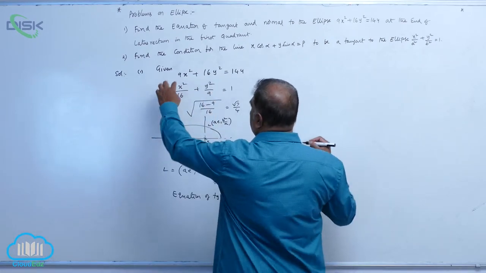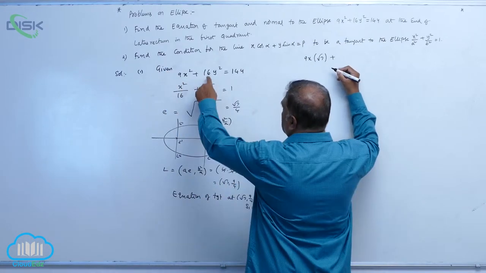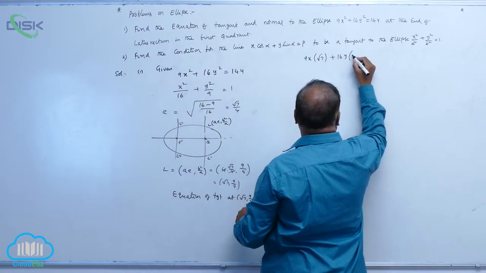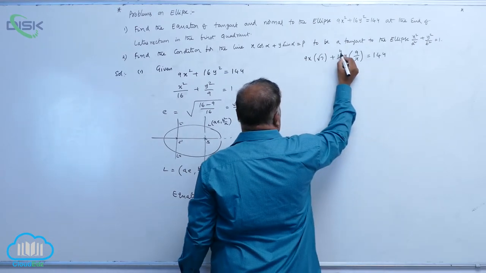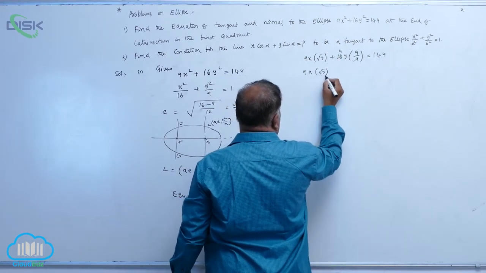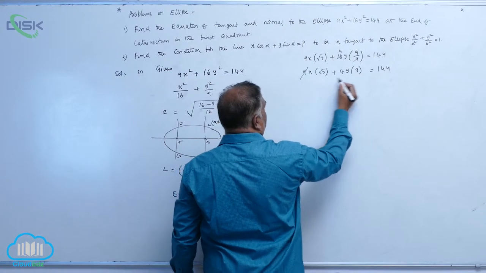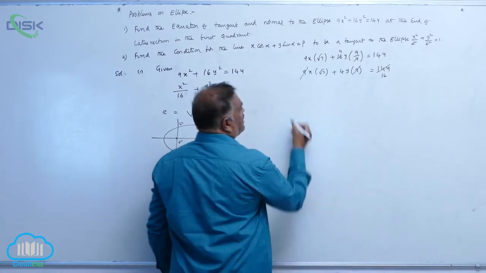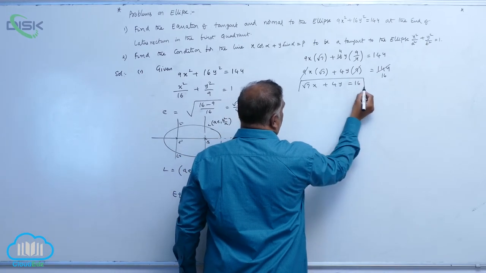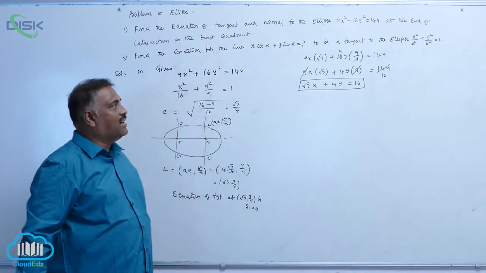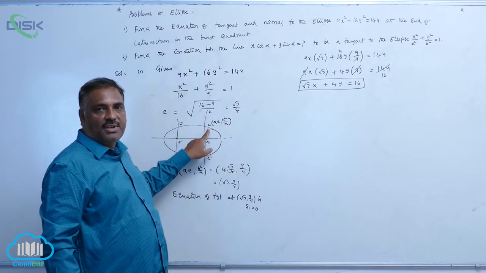So, you can write 9x into √7 plus 16y into 9/4 is equal to 144. This is 9√7 x + 4 times 9y = 144. The 9 gets cancelled; I think it is 16 times. This is √7 x + 4y = 16. Now, this is the equation of tangent in the first quadrant at the end of latus rectum (ae, b²/a).